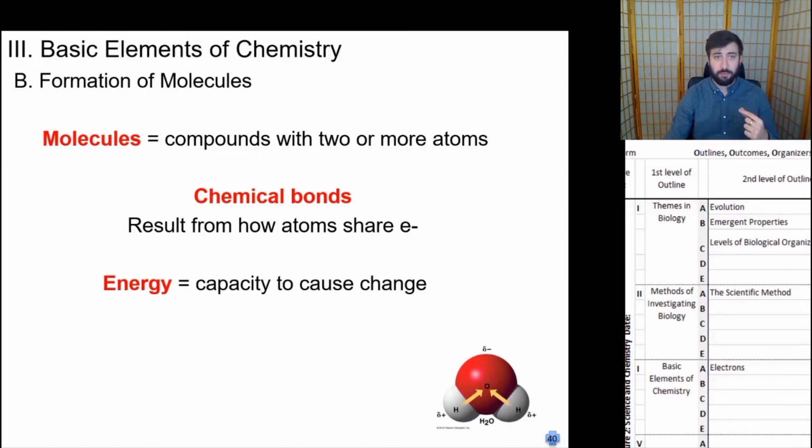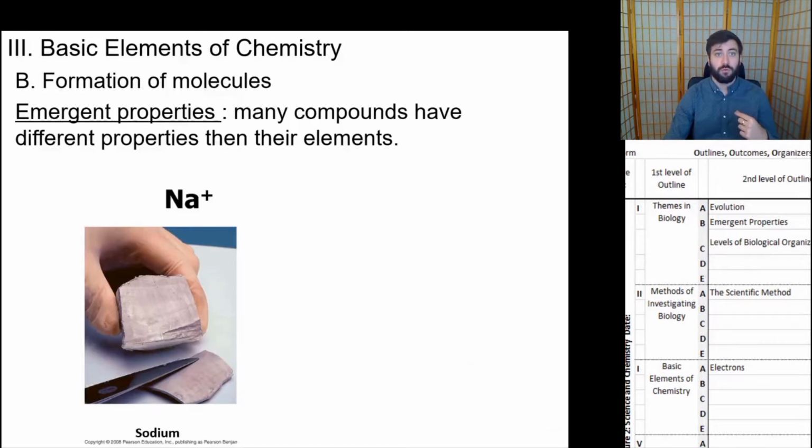This is a really good example of what we talked about. Let's see. Lecture 2.1, an emergent property. So many compounds have different properties than their constituent elements. Let's consider sodium, for example. Sodium by itself is a very soft, silvery white metal. It's atomic number 11, so it only has one electron in its outer shell. So it'll happily give away that one outer electron.